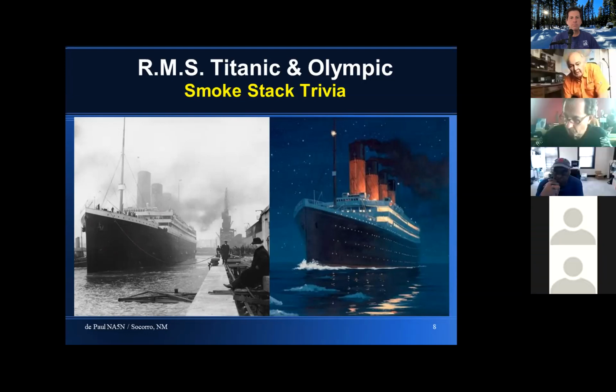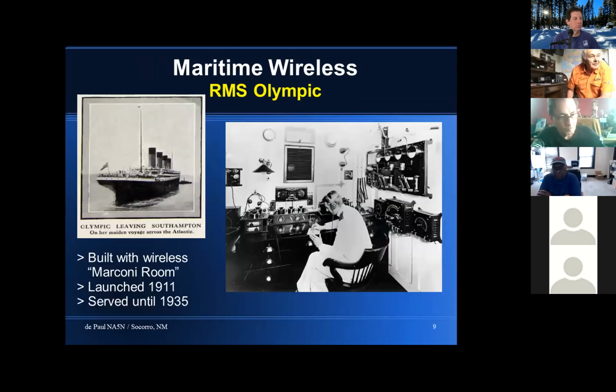And so they had 4 stacks on the Titanic just to show that it was every bit as powerful as the Lusitania. However, the forward stack was never used for smoke. It was used for ventilation and storage. So you have a little bit of advertising trivia, or however you want to look at it.